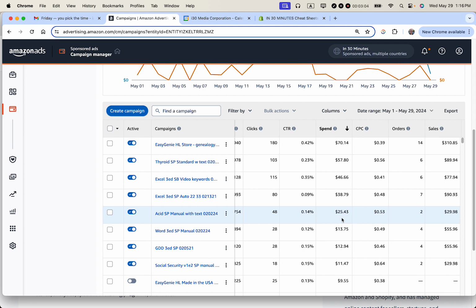Oftentimes I'm doing this in my head, but sometimes I'll export all of these campaigns to a spreadsheet, and then I'll calculate those two metrics that I just described, the conversion rate and also the spend per sale. Interestingly, Amazon does not display those two particular metrics. You have to calculate it on your own. I know also that a lot of agencies, they may calculate conversion rate, but they don't calculate spend per sale. As far as I know, I'm one of the few people that does this.